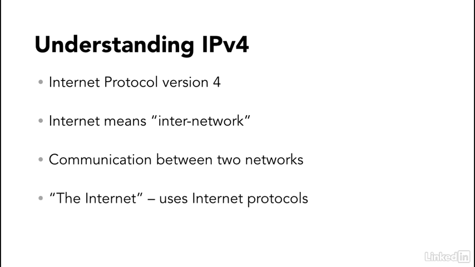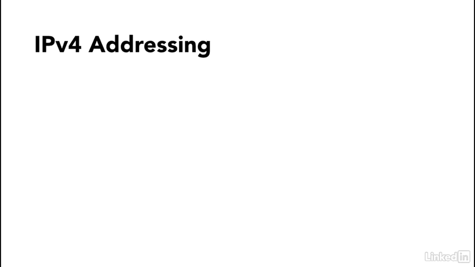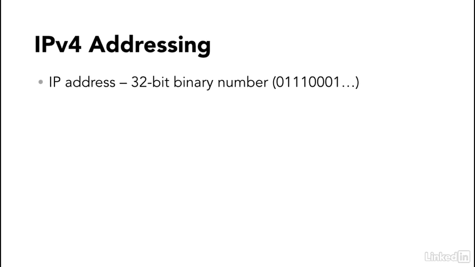The Internet, the collection of technologies you use to check your email or surf the web, uses several Internet protocols. By far the most common Internet protocol is IP version 4. IP version 4 assigns an address to every machine on the network, and it is simply called an IP address. It is a 32-bit binary number.